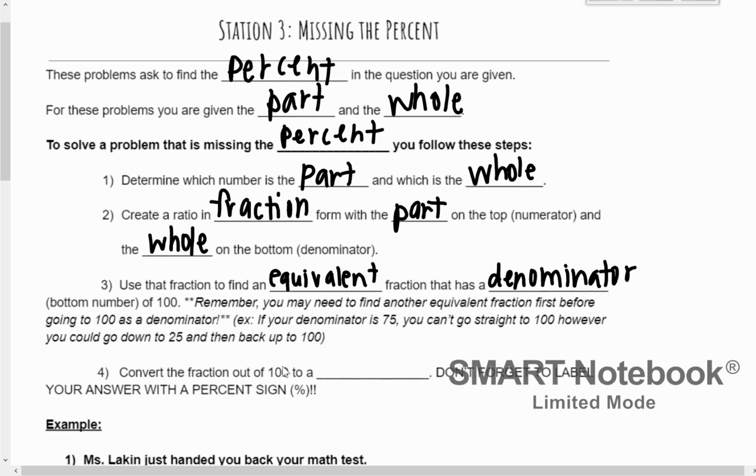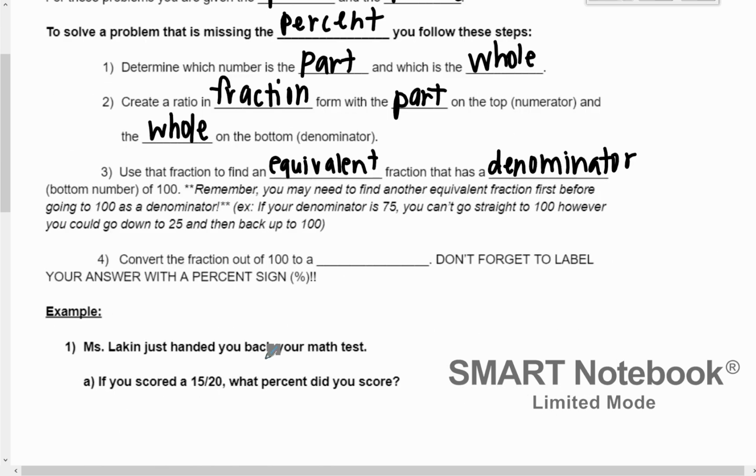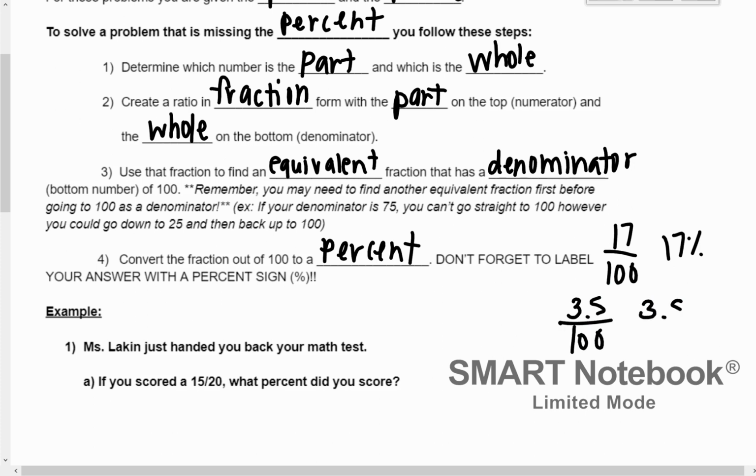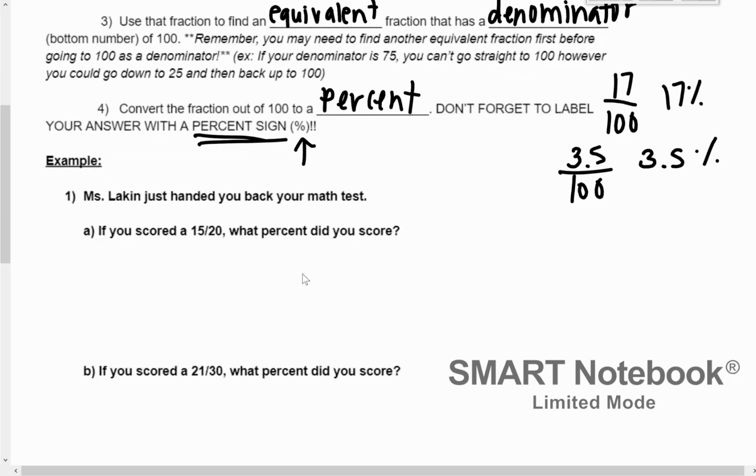Okay, just remember that. Number 4, you're then going to convert the fraction out of 100 to a percent. Okay, remember if it's like 17 over 100, that's equal to 17%. Okay, if it's 3.5 over 100, that's equal to 3.5%. Right. Do not forget to label your answer with a percent sign. Okay, this is what a percent sign looks like in case we are confused on that. Let's do a few examples and then you can do some on your own.